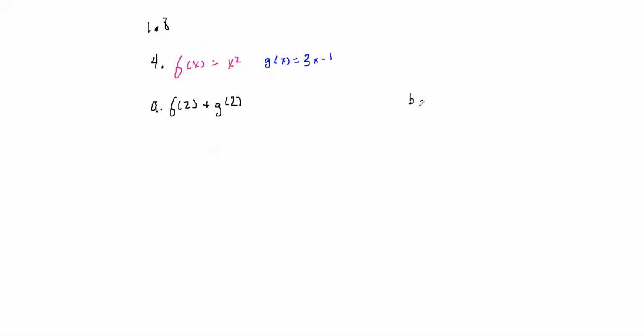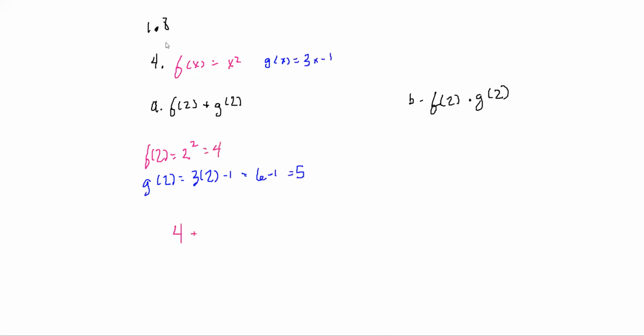plus g of 2. Let's start with just a and b. So this would be f of 2 times g of 2. So what is this going to end up looking like? Like, how am I going to solve this? I'm going to start by saying I want to find f of 2. So f of 2 is equal to 2 squared. So that's going to be 4. And g of 2 is equal to 3 times 2 minus 1. So it's going to be 6 minus 1, which is going to be 5. So I'm going to simplify this problem from f of 2 plus g of 2 to 4 plus 5. So that's going to be 9 for part A.